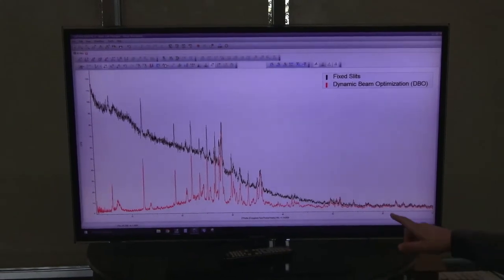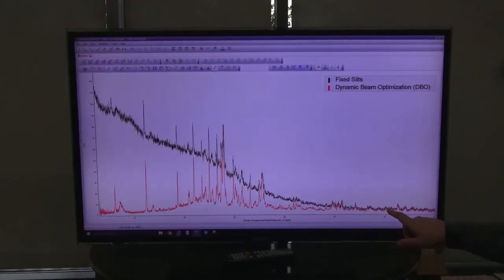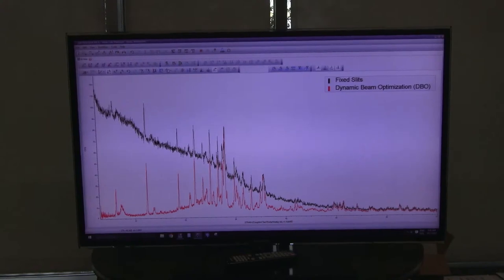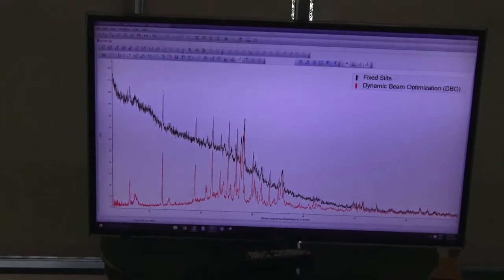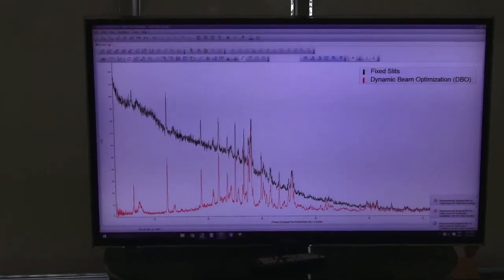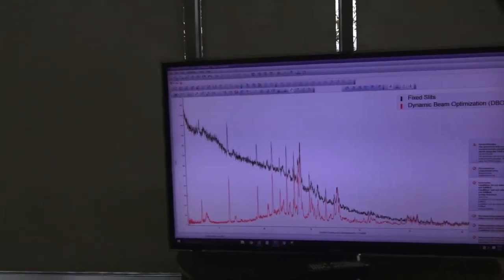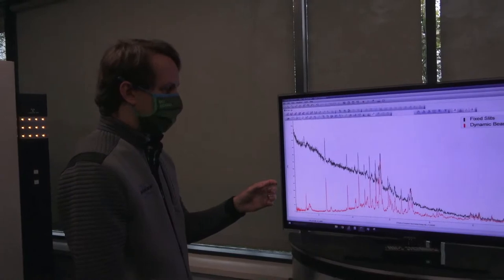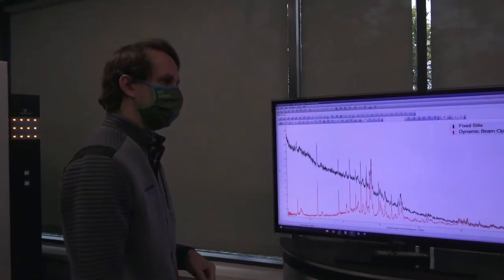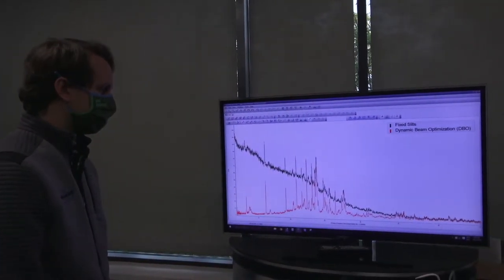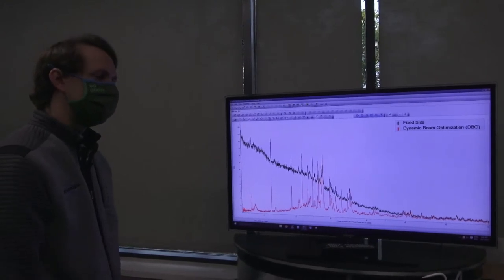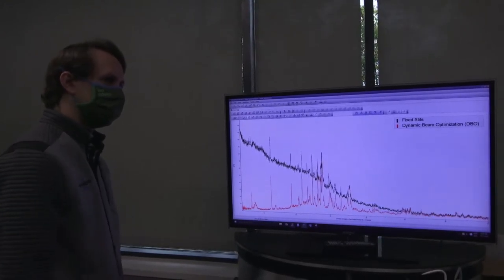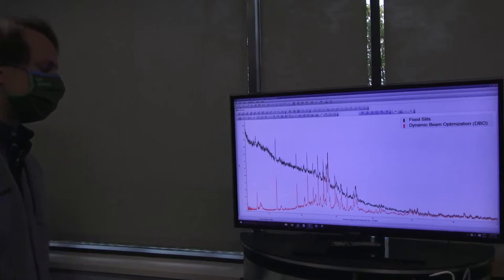Wow, and it really matters there, because now I can start to see these little tiny peaks here, whereas here, signal to noise there is like less than one. Almost. Right, it really brings out some of those features that you can see at the high angles. Yeah. The other advantage, too, is you still have decent resolution when you get out to those higher angles as well. So it really does seem that DBO can collect what I would call perfect powder data automatically.